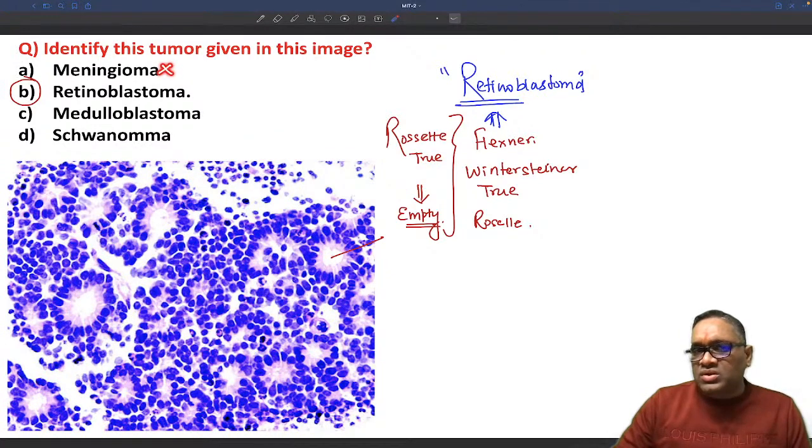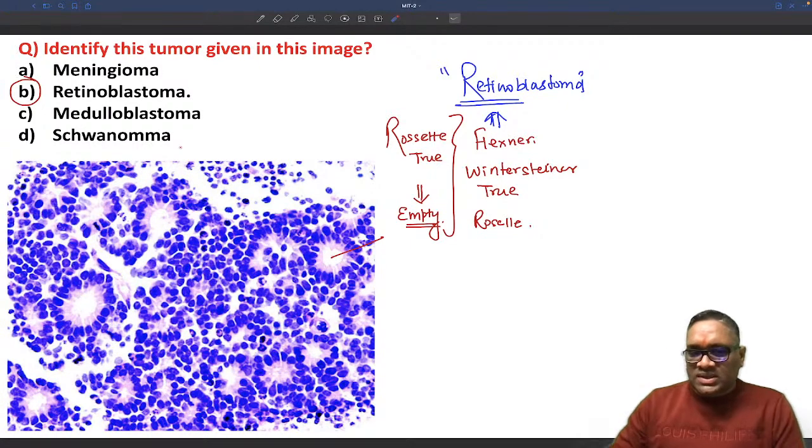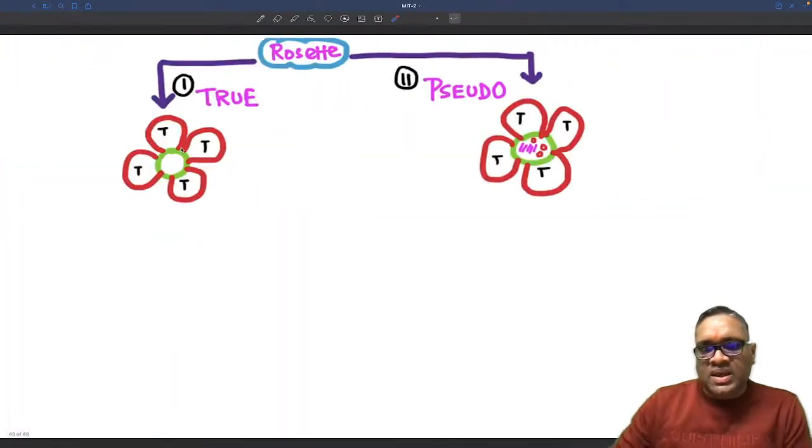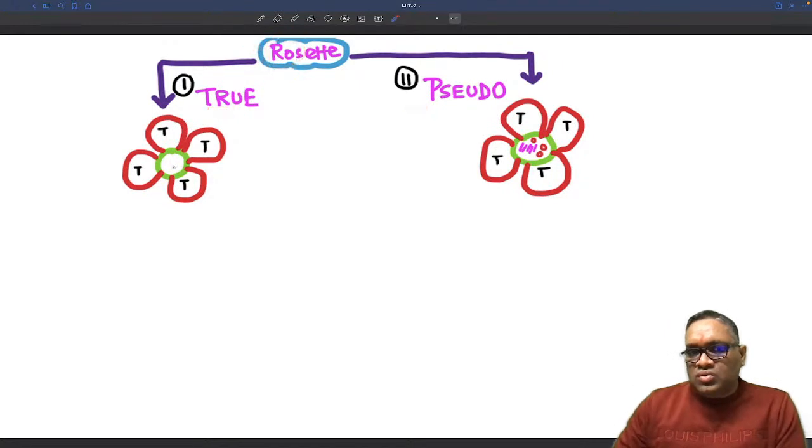Meningioma will have no rosette. Medulloblastoma will have pseudo rosette. And a schwannoma will have a different kind of thing called Verocay bodies, right? So these are the things I am going to show you in this image. First of all, we should know what the rosettes are. A rosette can be true or pseudo. In a true rosette, the central part will be empty, right?